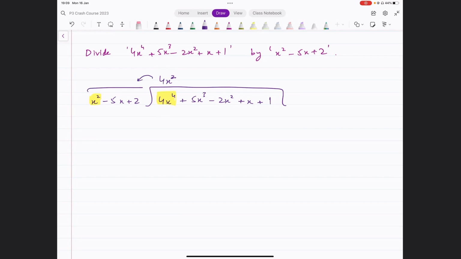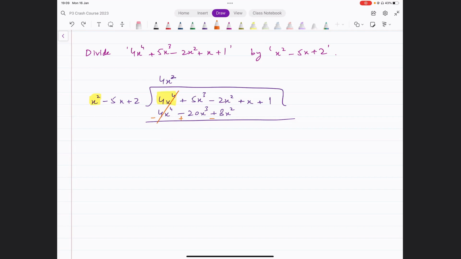Multiply 4x squared with this whole thing. What do you get from that? You get 4x raised to power 4 minus 5x times 4x squared, that is 20x cubed. 2 times 4x squared, that is 8x squared. And now you have to subtract this expression from the expression on top. So for that, you change the signs. You put minus here, plus here, minus here, and then add these expressions: 4x raised to power 4 minus 4x raised to power 4. This gets cancelled, and this should always happen whenever you're doing long division. The first terms always have to get cancelled.